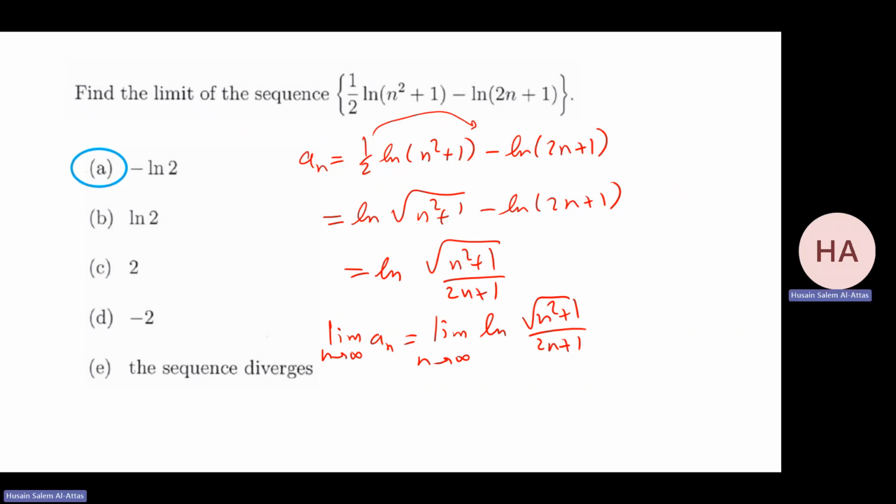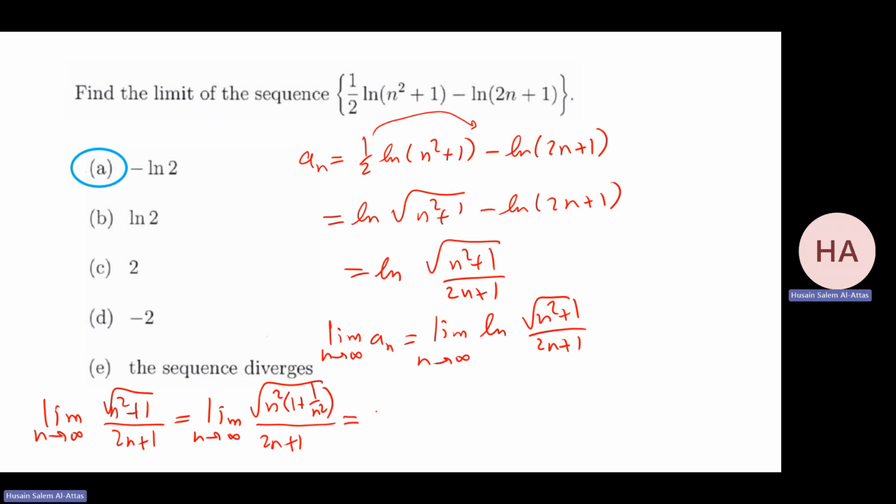Yeah, I need to find this limit when I take the limit inside. I need to deal with the square root. So I take n squared as a common factor. I have 1 plus 1 over n squared under this. Since it goes to infinity, no need for the absolute value. So I take n out, then the square root of 1 plus 1 over n squared over 2n. And also I can take n out here. You have n times (2 plus 1 over n). So this n cancels, so I have 1 over 2.